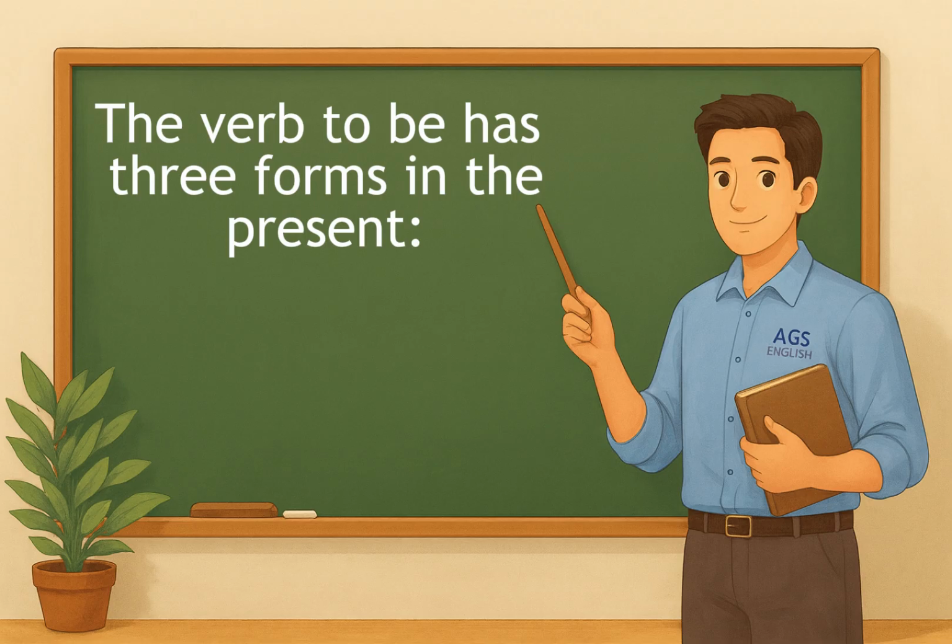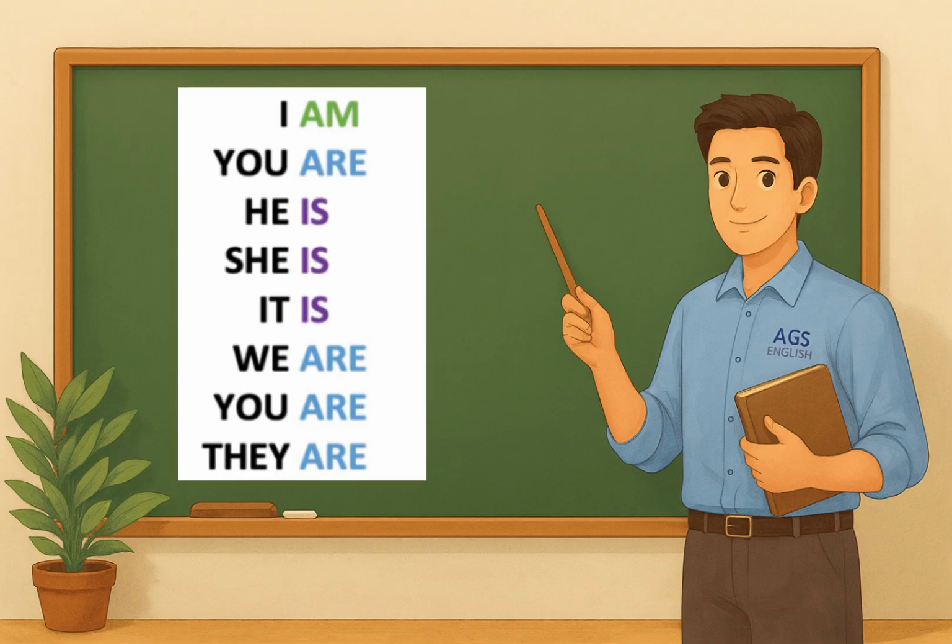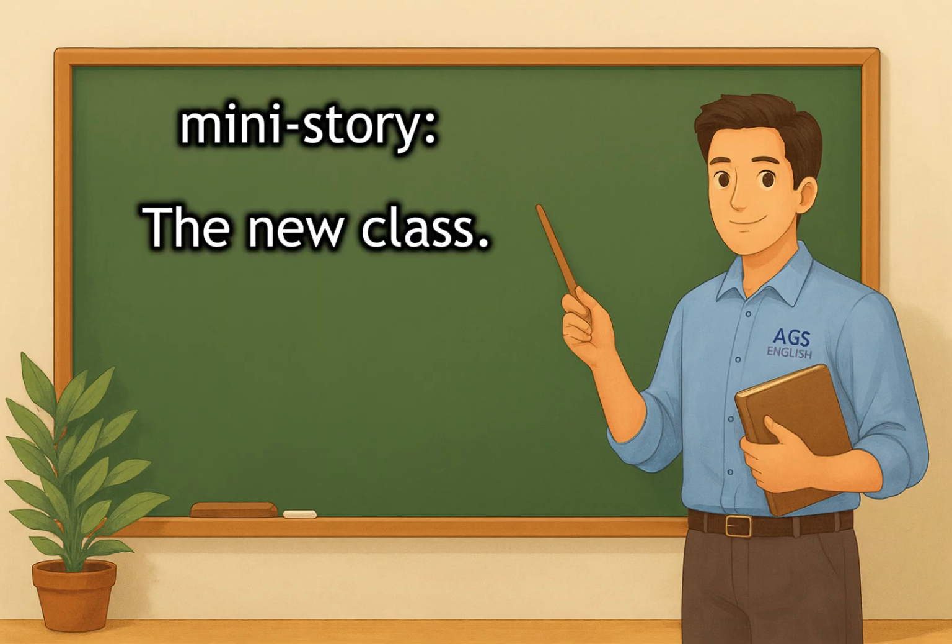The verb to be has three forms in the present: I am, you are, he is, she is, it is, we are, you are, they are.